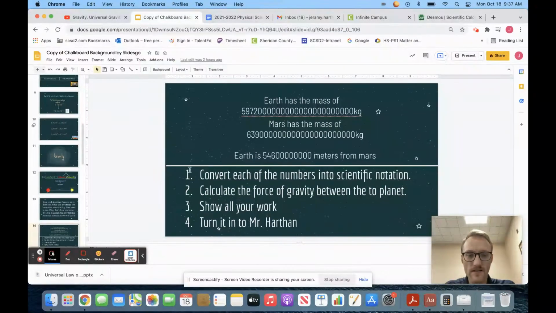Okay, so this is kind of the step-by-step of everything that we learned today. So you should be able to convert each of these numbers into scientific notation. Then you're going to be able to plug that into that equation and show your work on this, because if you don't show your work, you're not going to be able to see where you make a mistake if you do, okay? So give this a try.